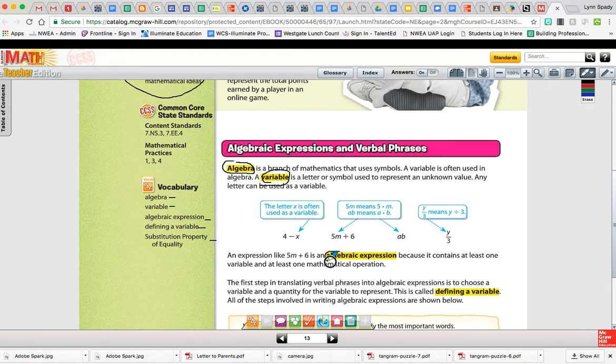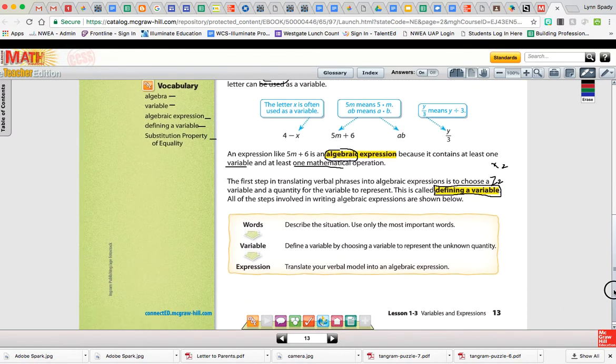Last section we looked at numerical expressions, and now we're going to take a look at algebraic expressions. Algebraic expressions have at least one variable and then one mathematical operation, sometimes more. And then when we're translating phrases into mathematical sentences, we often have to define a variable. We're going to say that x is equal to something, or we can say z is equal to something. Okay, so we're going to be using those skills and those vocabulary words as we work through this lesson.